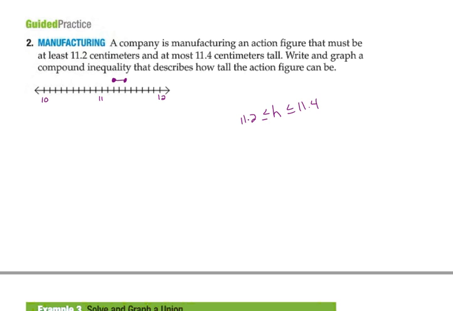Okay, tricky type of question because the company is manufacturing an action figure that must be at least 11.2 centimeters and at most 11 centimeters tall. So it has to be between those two values. Okay, so this is actually an and statement. It has to be greater than or equal to 11.2, less than or equal to 11.4. Okay, so understanding what it is that we're looking for. Graphing this is kind of tricky, so I went by tenths in order to be able to see that a little bit better.